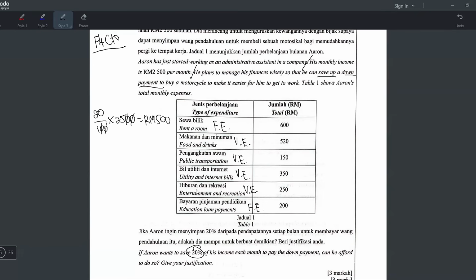Oh, the down payment is 500 lah. Okay. Ya, jika Aaron menyimpan 20% dari setiap bulan untuk membayar wang pendahuluan. Wait, he saved for how long to buy the thing? He plans to manage so that he can save up to make it. Okay, they never said how long. Okay, tak apa. Let's find out the cash flow first, because we can do that, right?